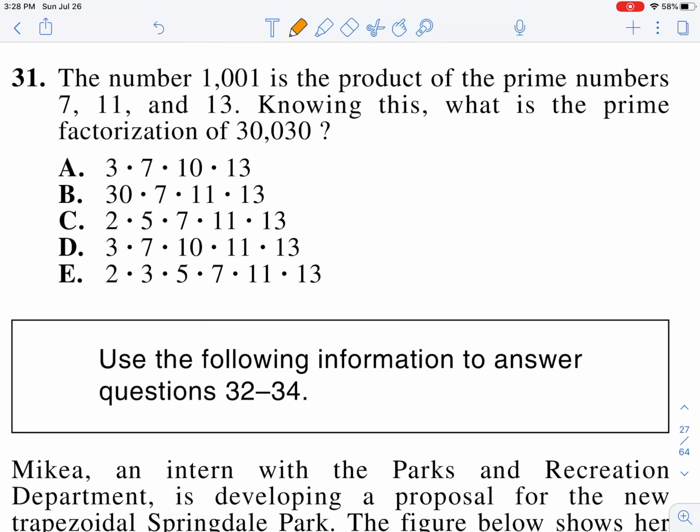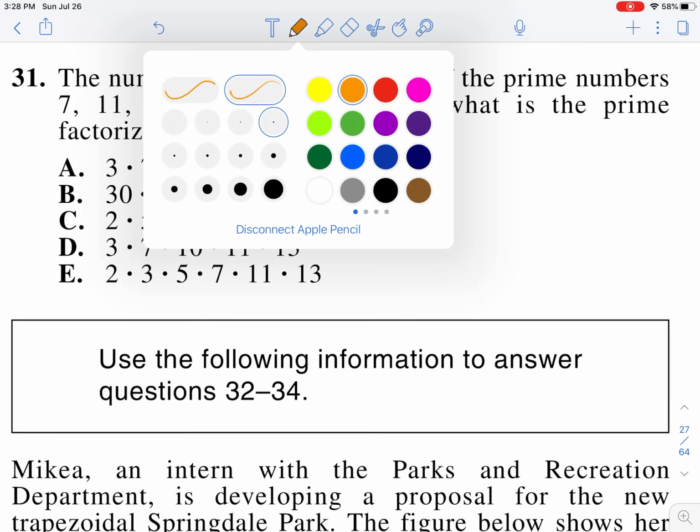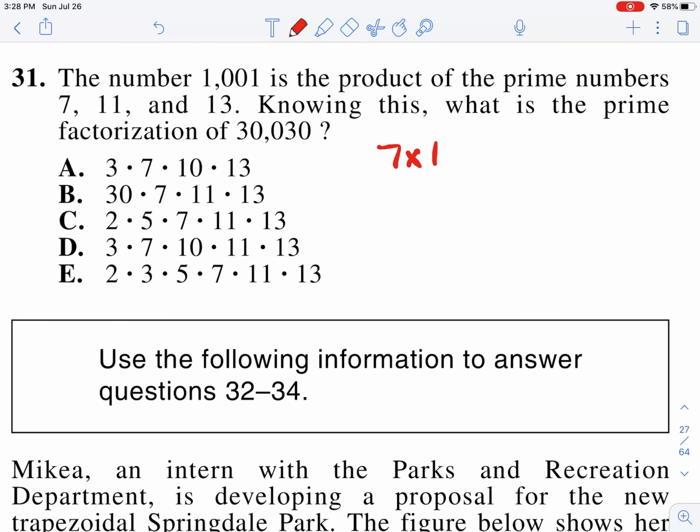The number 1001 is the product of the prime numbers 7, 11, 13. Knowing this, what is the prime factorization of 30,030? Basically, what you have to notice is that the relation between the two numbers is a factor of 30. So to go from here to here, you actually just multiply by 30. So, keeping that in mind, we basically take the original prime factorization, which equals 1001, and multiply that by 30.